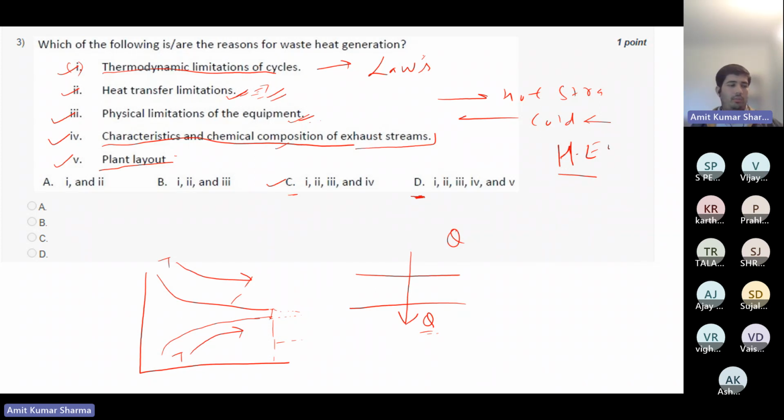Whenever a company is installing a plant, they don't optimize everything. So plant layout is a major reason. These are the limitations, like thermal limitation, which we cannot control. Physical limitation also depends on the equipment. These will always be there. You can reduce them maybe by optimizing your cycle and optimizing the equipment. But the plant layout is the main thing.